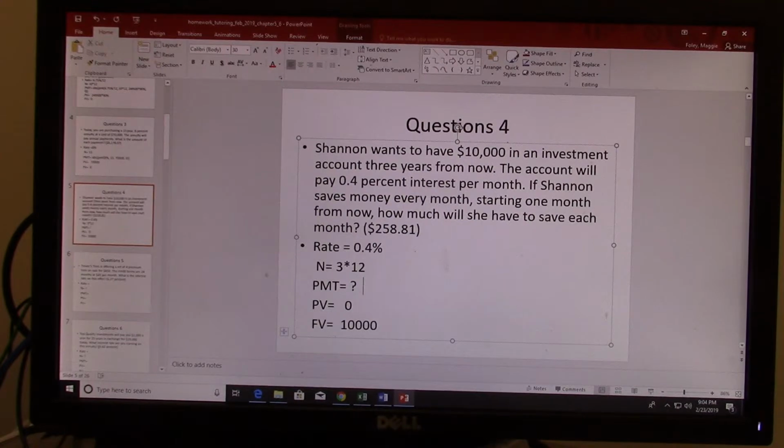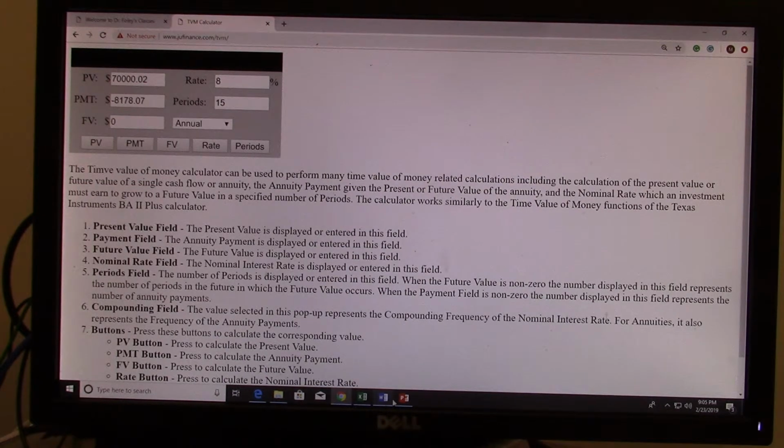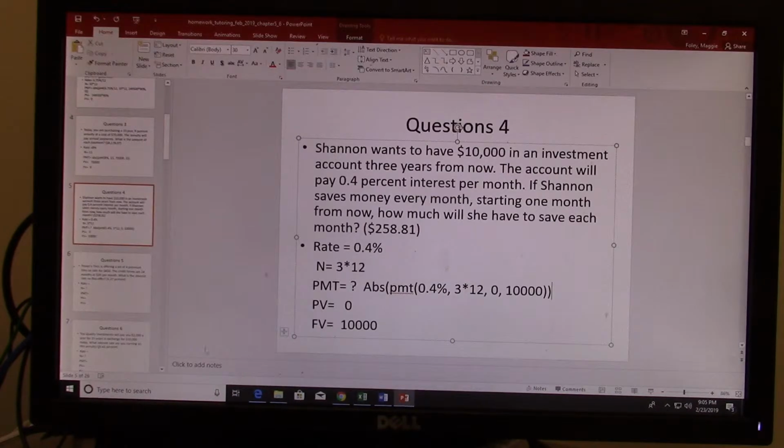So to get the payment, we should type in a command like this. PMT is a function, and the rate, then 3 multiplied by 12. And the next input should be PV, which is 0, and then the future value. Okay, so this should be the command. Okay, so this is this question. You can also use the calculator to see whether you get the same answer or not.